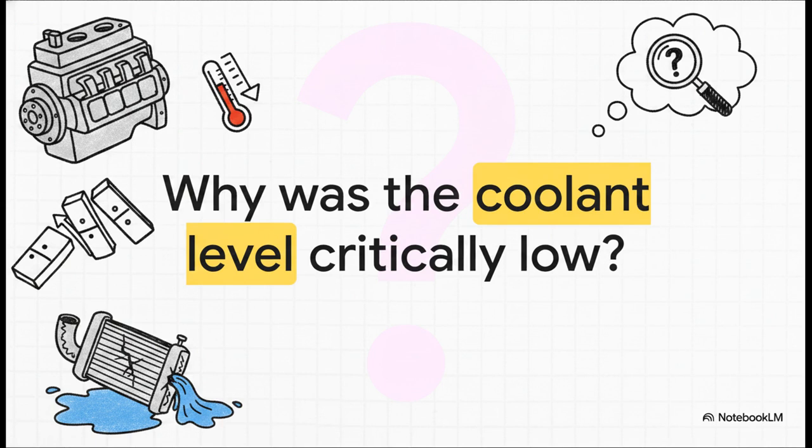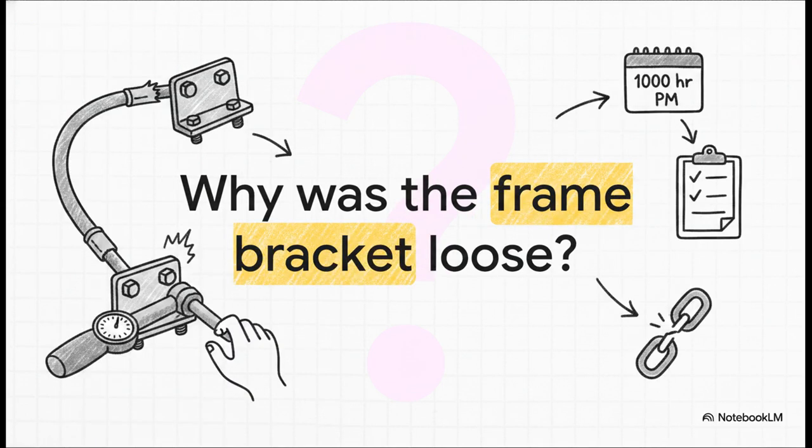But we have to know the why behind the rupture. And here is the dramatic reveal. Why did the hose rupture? Because it had been rubbing against a loose frame bracket, which slowly chafed right through the rubber. So the ultimate question, why was the frame bracket loose?